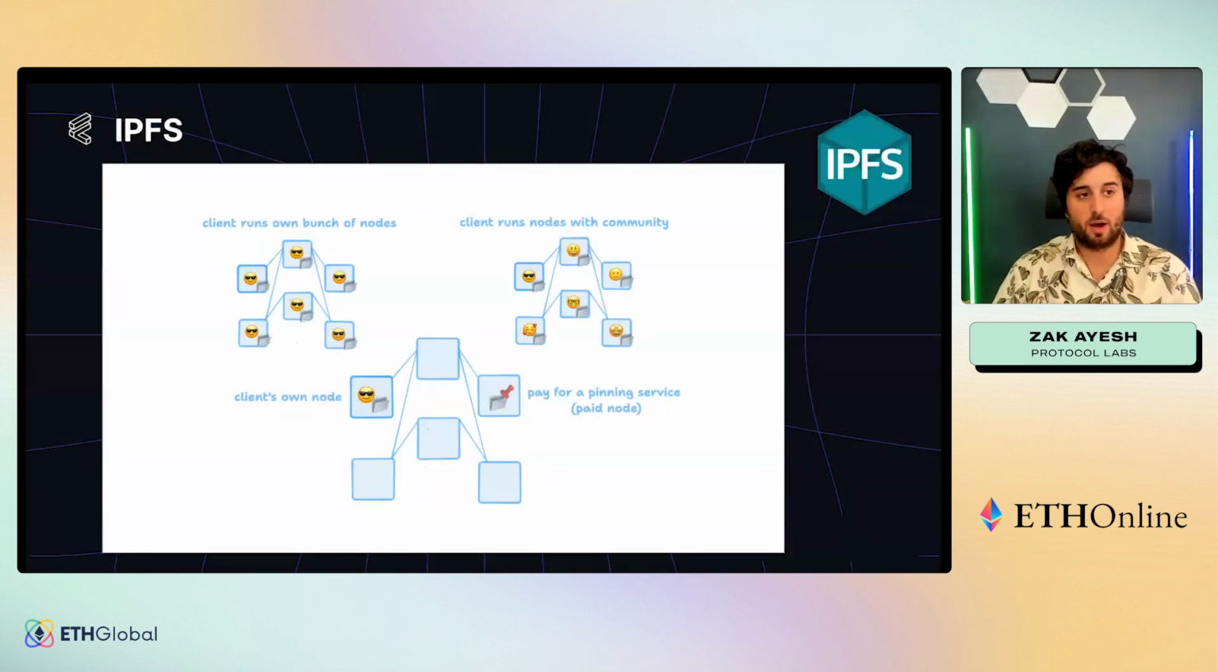On IPFS, you can run your own node, or run a bunch of your own nodes, and pin data to it. You can run nodes with the community, and if the community really likes a specific piece of data, they can run nodes and keep that data alive. Or you can run your own node and pay for a pinning service to keep data alive, right? So IPFS is all about getting data stored and retrieving it through its content identifier. But this does not give you guarantees that the data will stay up and live.